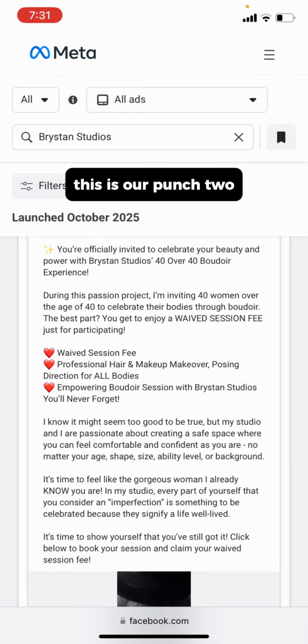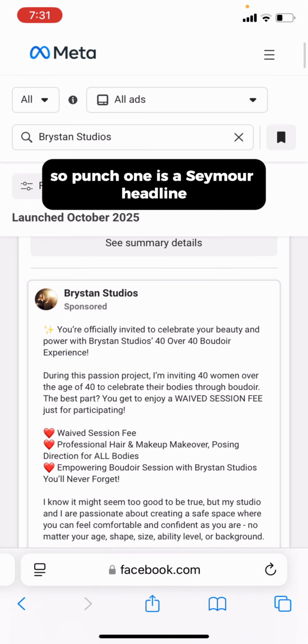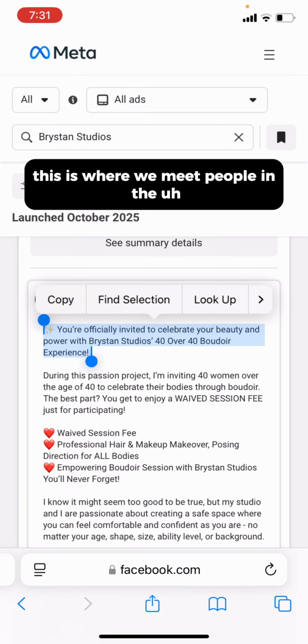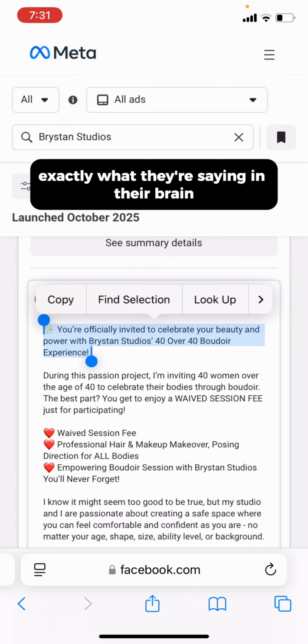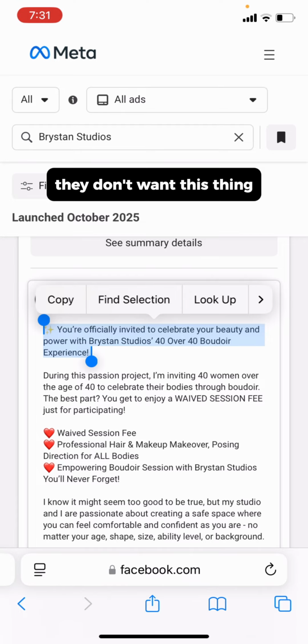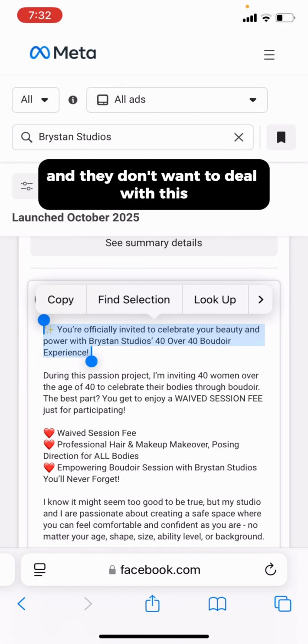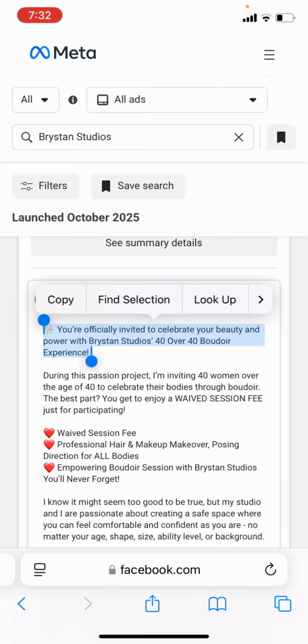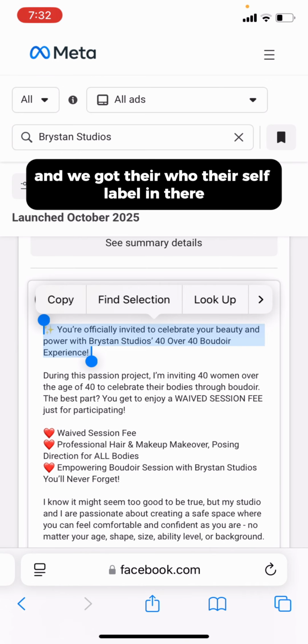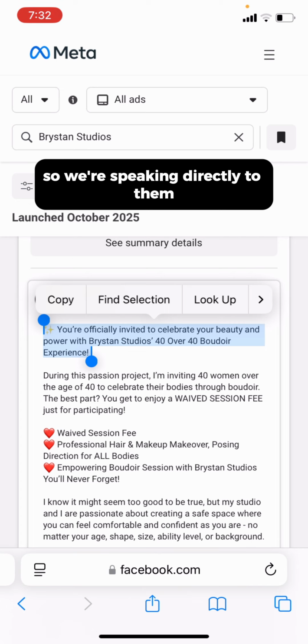This is our punch 2. So punch 1 is a See More headline. This is where we meet people in exactly what they're saying in their brain. They don't want this thing. They do want this other different thing, and they don't want to deal with this. And we got their who, their self-label, in there. So we're speaking directly to them.